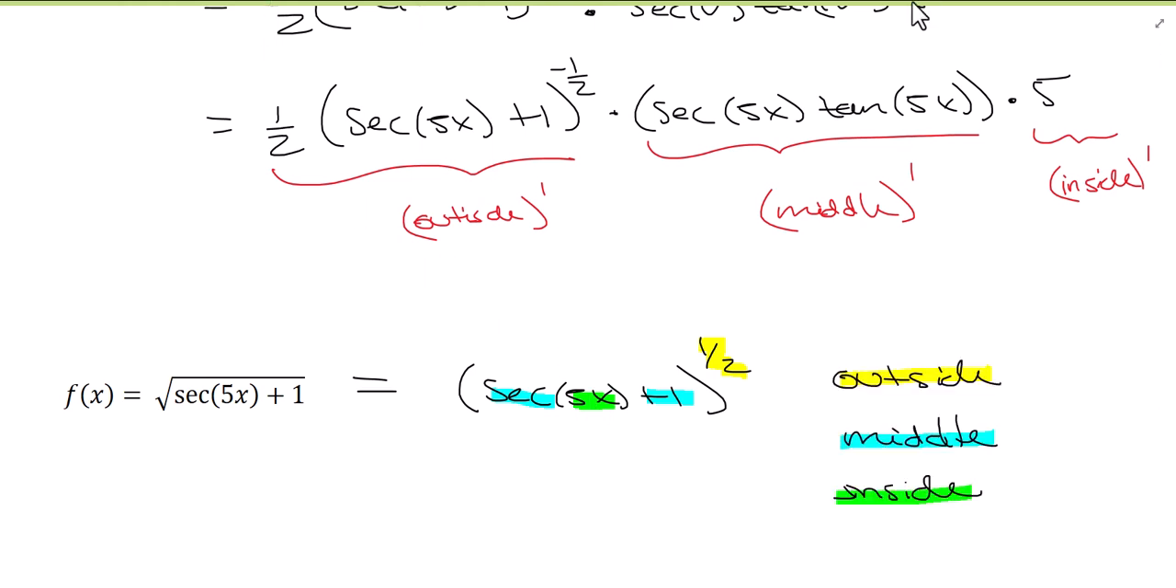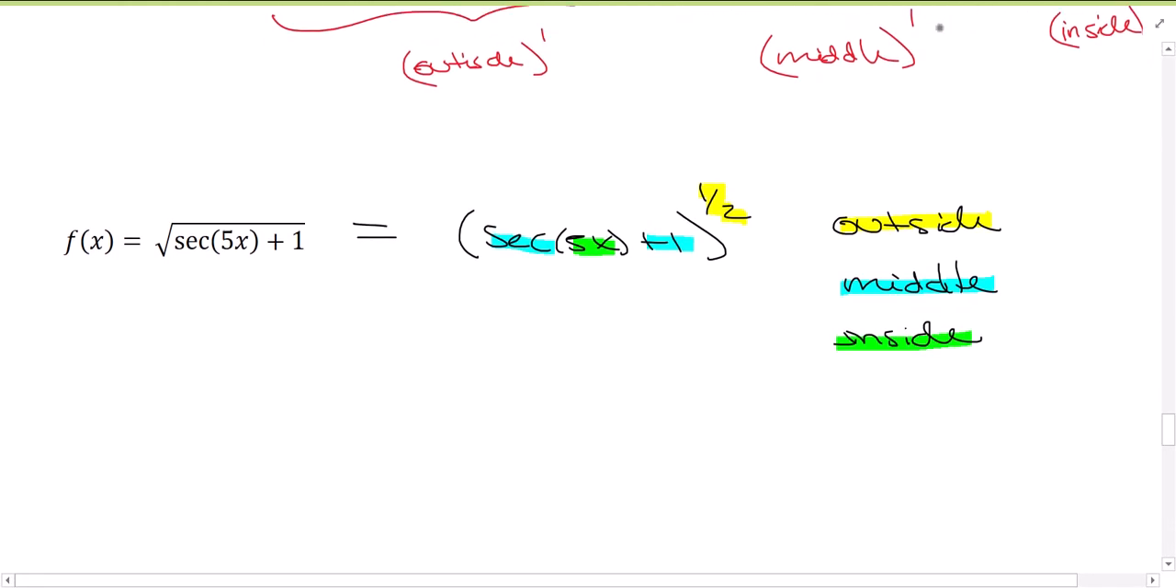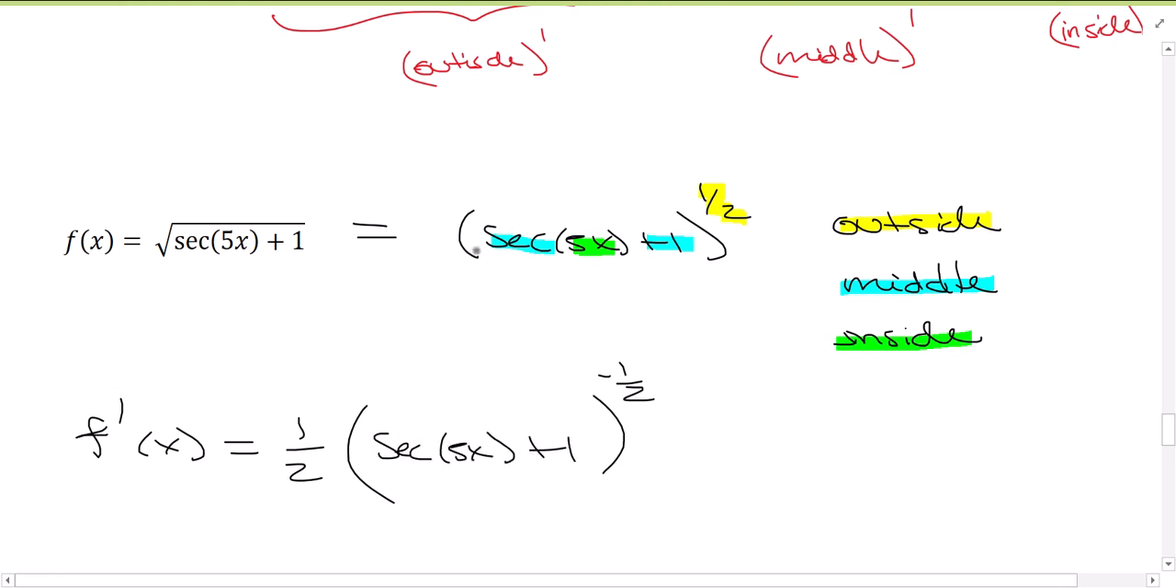So if I write them out like this, I find that sometimes helpful to identify what I'm taking the derivative of, in order. So then f prime of x is going to be the derivative of the outside and then the inside left alone. My outside is the 1/2, so it's 1/2, the inside left alone, subtract 1 here, so that's negative 1/2, and the inside is secant of 5x plus 1, so I don't touch that. Then times the derivative of the middle, the secant.